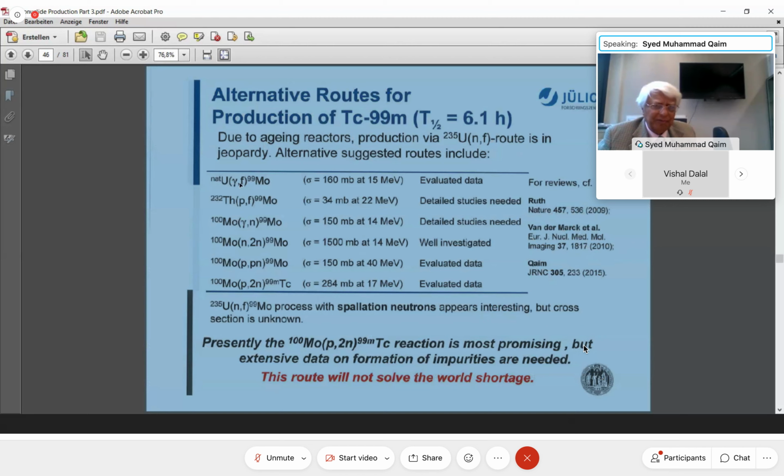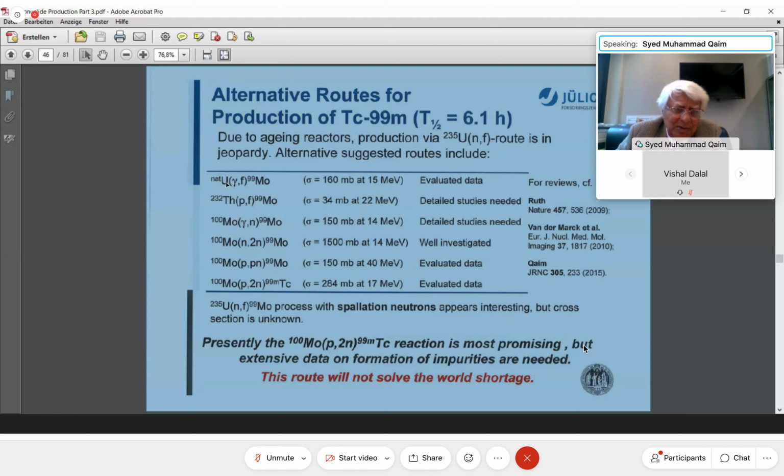One is photofission. Gamma,F means photofission: photons, hard gammas falling on natural uranium and giving you molybdenum-99. So this could be a method where you take not enriched uranium and do not irradiate with neutrons, but you irradiate with photons. But the cross section is low, 160 millibarn at 15 MeV, so the amount produced will not be very much. The data are, however, properly known.